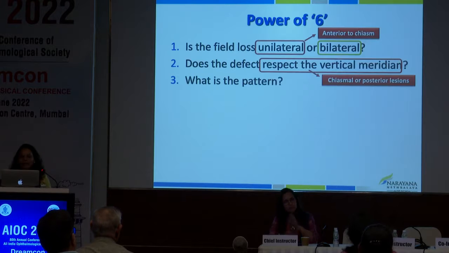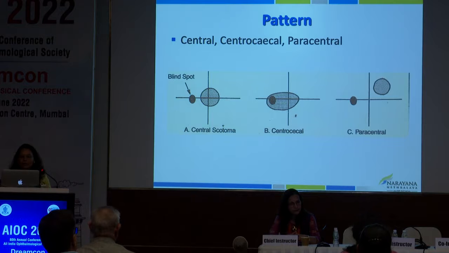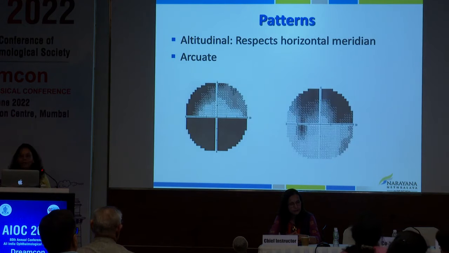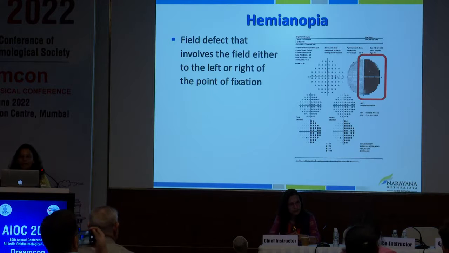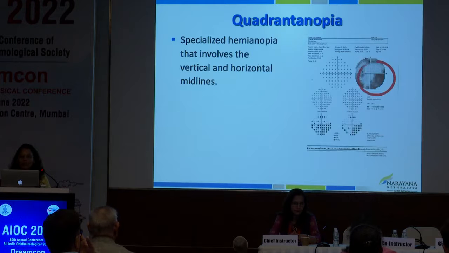Then the next question is, what is the pattern? It could be a central scotoma, it could be centrocecal, which involves the blind spot, a paracentral, it could be altitudinal, which we just saw respects the horizontal meridian, it could even be arcuate in neuro-ophthalmology, or hemianopia, where it involves either the right or the left of the point of fixation, but respects the vertical meridian. It does not cross that. Quadrantanopia is basically involvement between your vertical and the horizontal meridians.